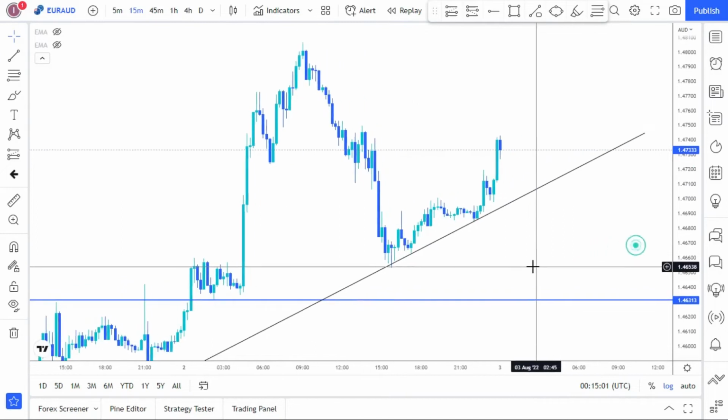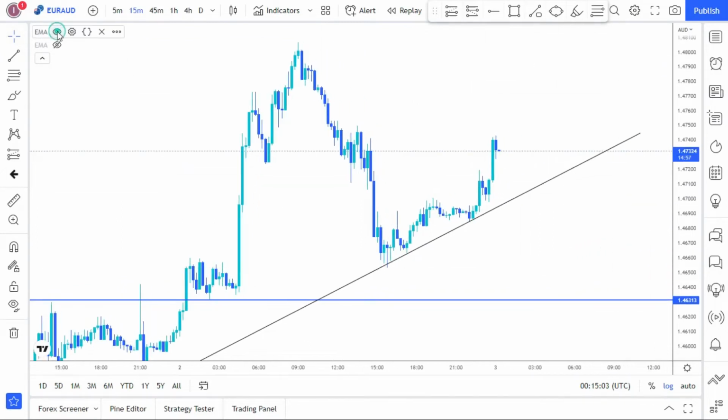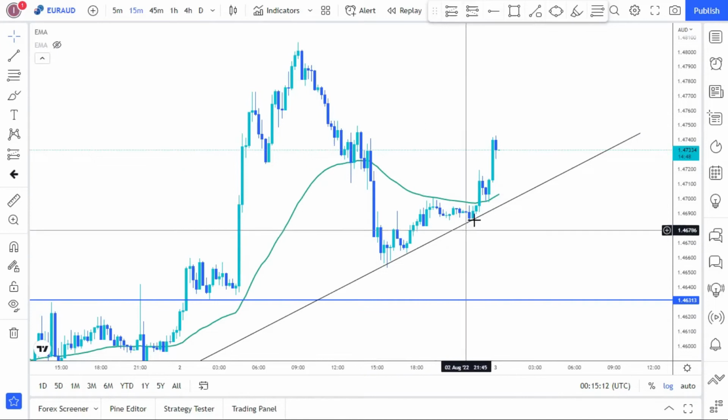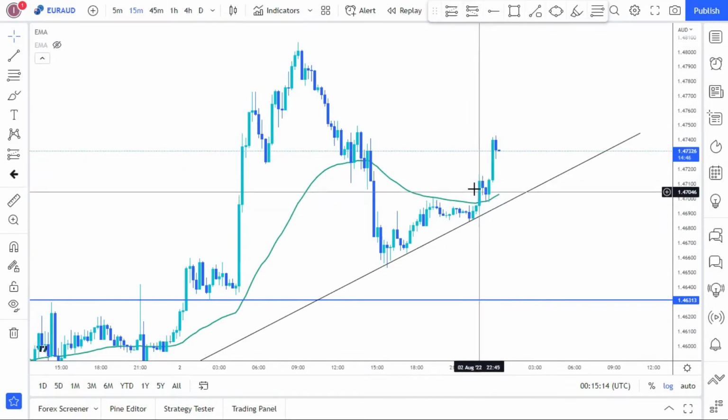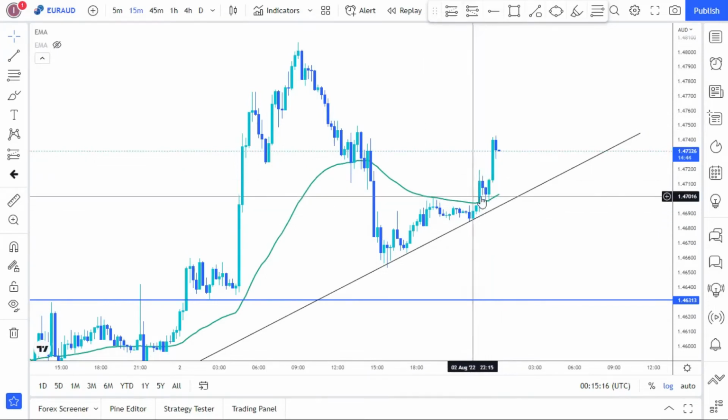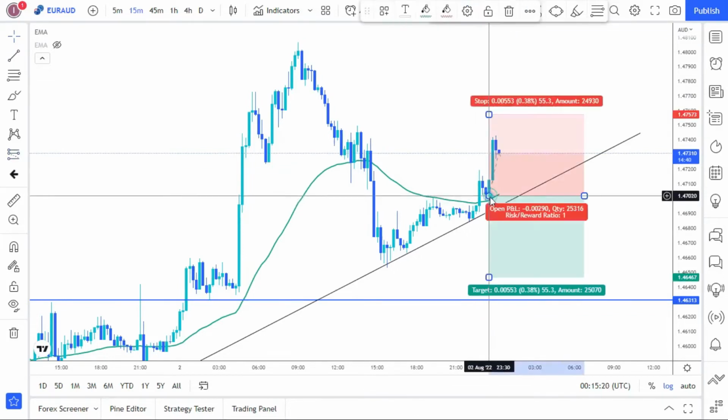So what I'm going to do here on 15 minutes, I'll take out my 50 EMA, my exponential moving average 50. So we'll see the market came and broke above it and retested. So this was where I took my trade. I took my trade at this level, exactly this level.